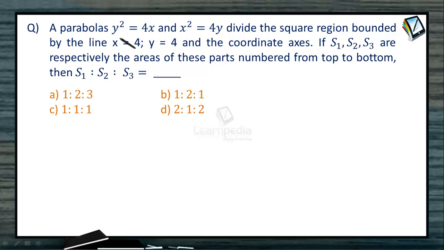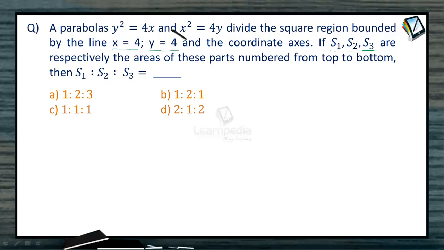Two parabolas y square equal to 4x and x square equal to 4y are dividing the square region bounded by axis with x equal to 4 and y equal to 4. And these divided portions are numbered S1, S2 and S3 from top to bottom. We need to find the ratio of the three regions, S1 area is to S2 area is to S3 area.